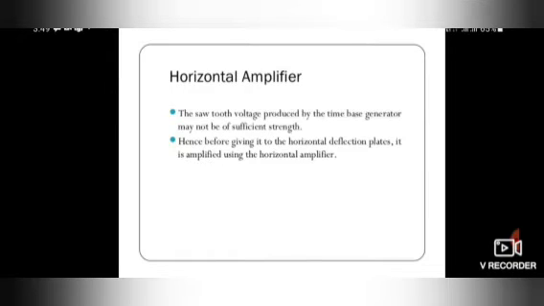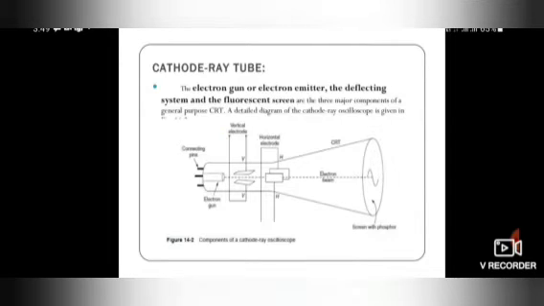Next one is horizontal amplifier. The sawtooth voltage produced by the time-based generator may not be of sufficient strength. Hence, before giving it to the horizontal deflection plates, it is amplified using the horizontal amplifier.